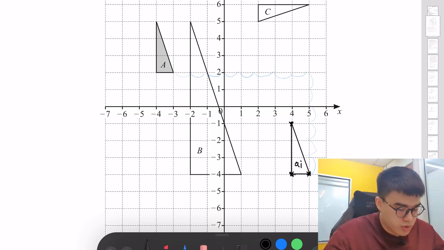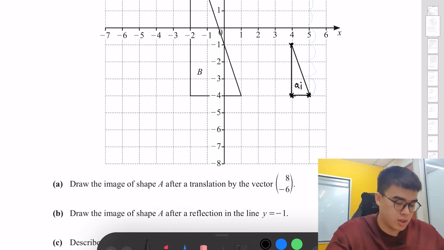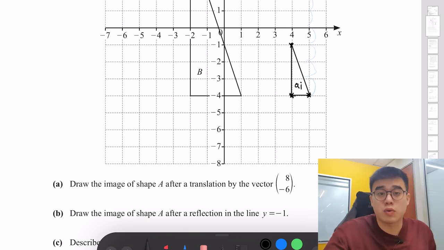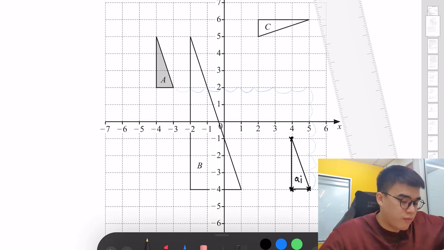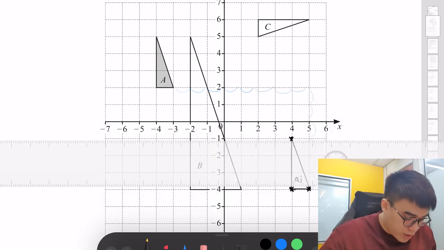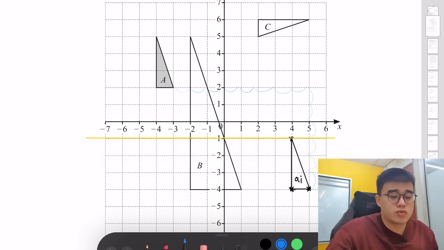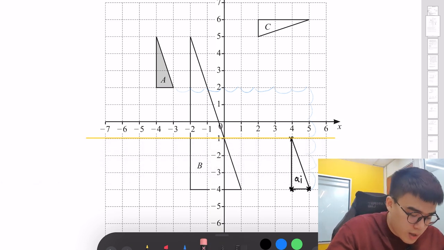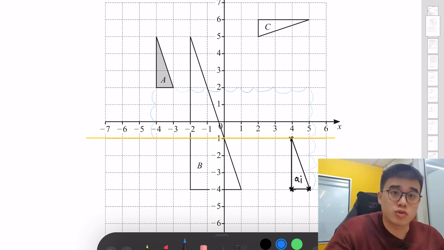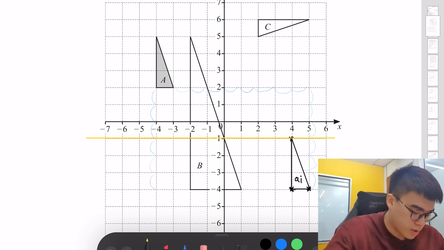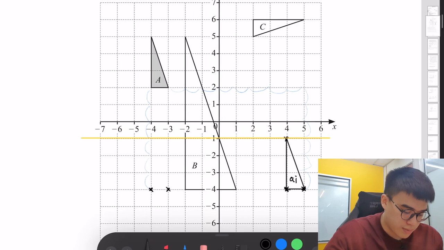Moving on, we have question two here, which asks us to draw a reflection of shape A when the line is y equals negative 1. So that you can see clearly where y is negative 1, I drew a yellow line over here. Your task now is to identify how far apart A was from the reflection line. Apparently it was 3 steps only, so you have to shift it downwards by 3 steps as well. Then the shape would look something like this, with one point labeled here, the other one will be here, and the last one is 3 steps below it.